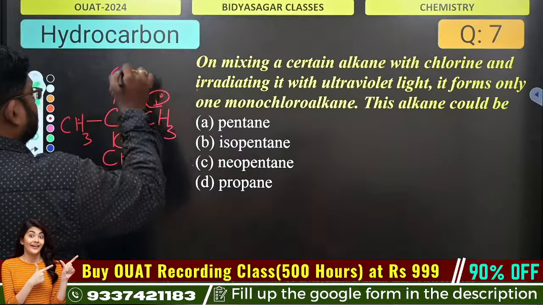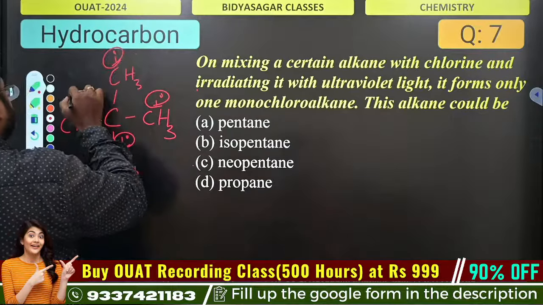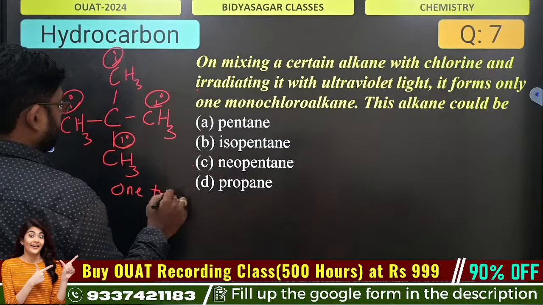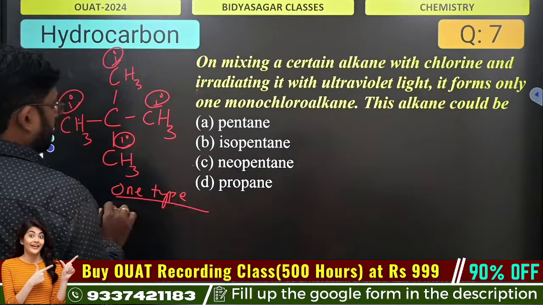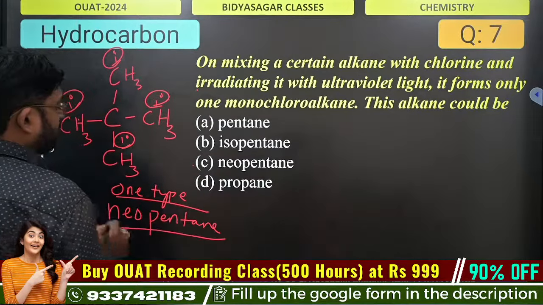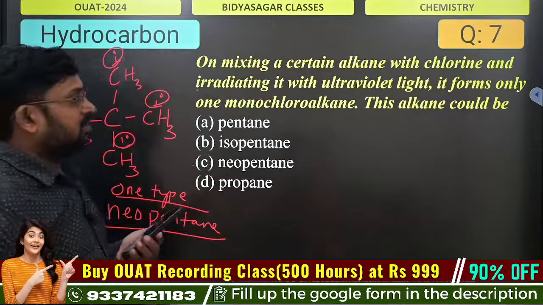So it is 1 degree. So it will give you only one type of product, that is your neopentane. So it depends upon the type of hydrogen present in the alkane.